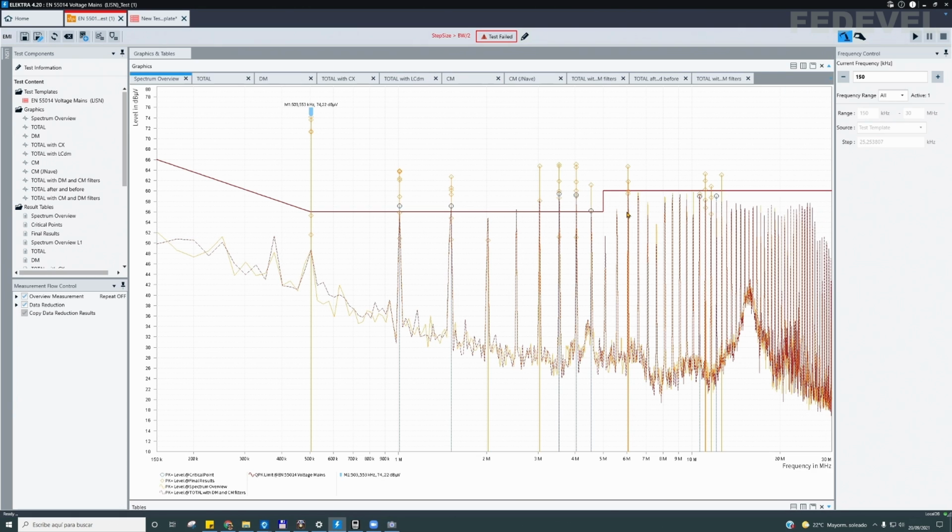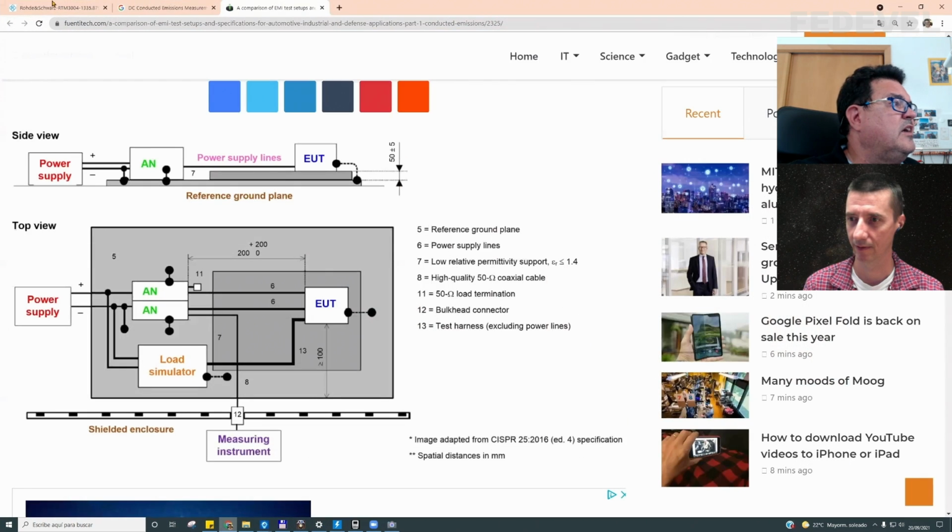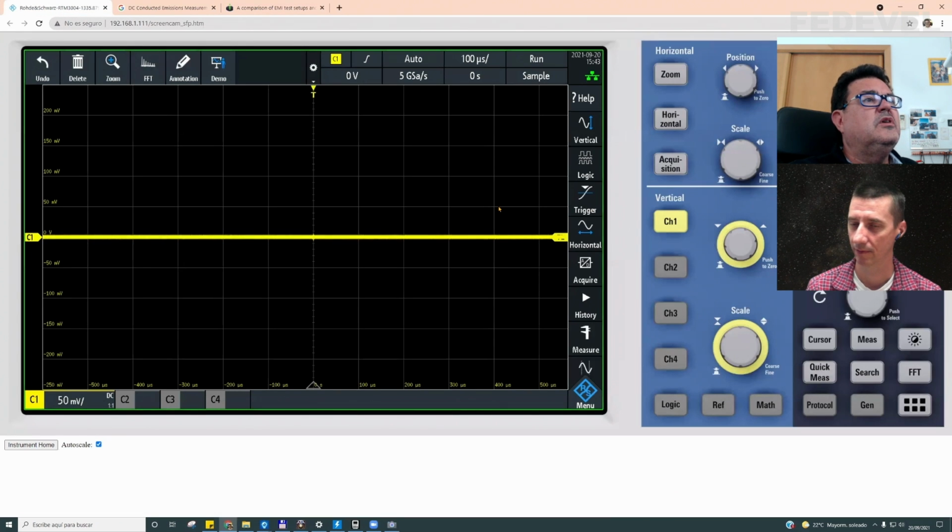Okay, so shall we move to this different software, or shall we speak about the oscilloscope? We can switch to the oscilloscope. This is the software from the oscilloscope. So where is the difference?